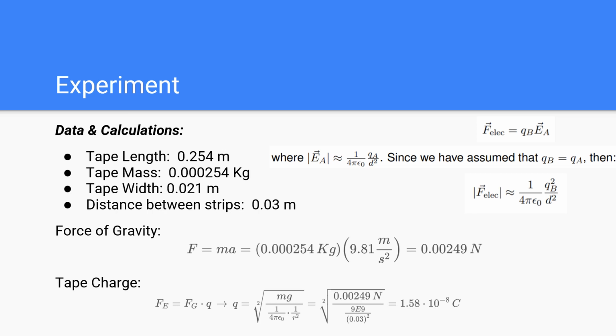As far as the actual numbers, I measured the length of the piece of tape to be 0.254 meters, and assuming that tape has approximately 1 gram per meter, its mass was then 0.000254 kilograms, and I measured its width to be 0.021 meters. The distance between the strips, once they were brought close together, was 0.03 meters. Then we were able to find the force of gravity, and using that, we could find the actual charge of the tape, which was 1.58 times 10 to the negative 8 coulombs.